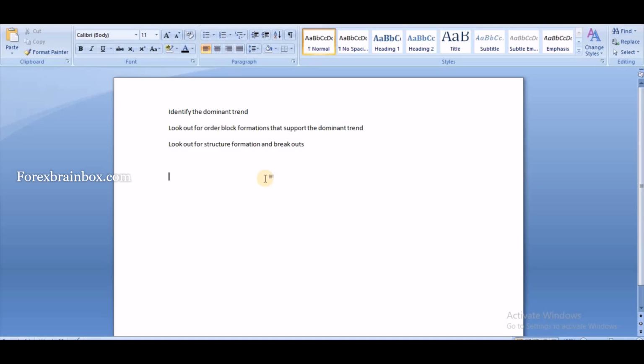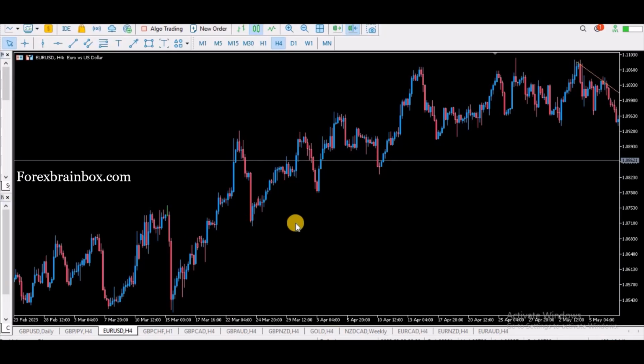Then the last one you're looking out for is structural formations and breakouts. After you've identified the dominant trend, let's imagine that we have a bullish dominant trend and there's a bearish move. That's not the dominant trend, that's retracement. So you want to look out for structural formations and breakouts that support the dominant trend, then you place your trade. So now I've put up these three things. Let us go straight into the chart, and I'm going to show you an example of what I'm talking about.